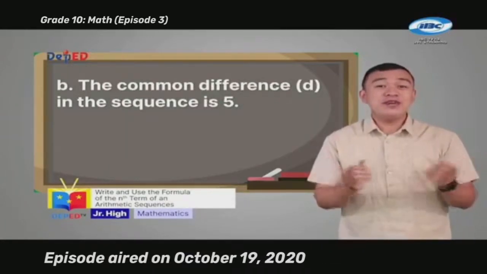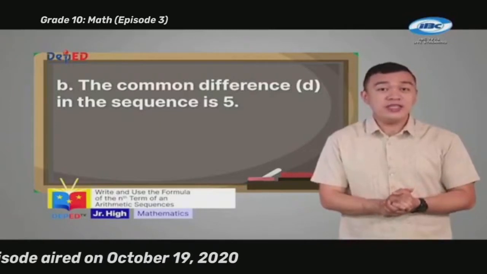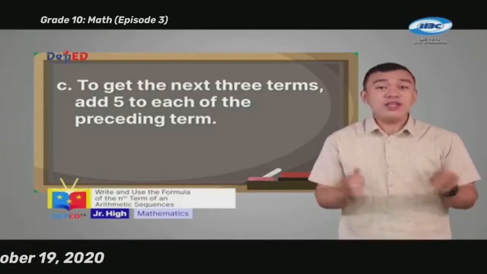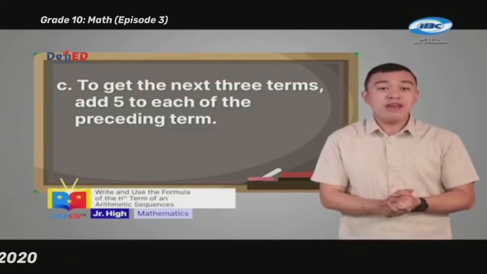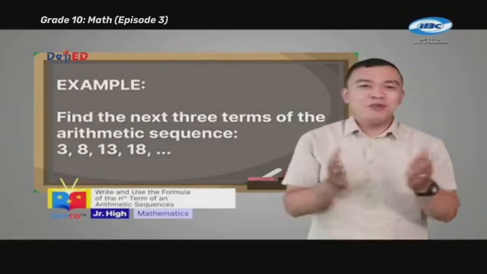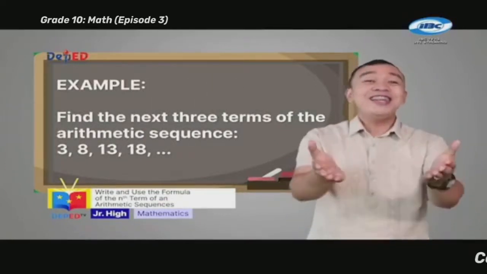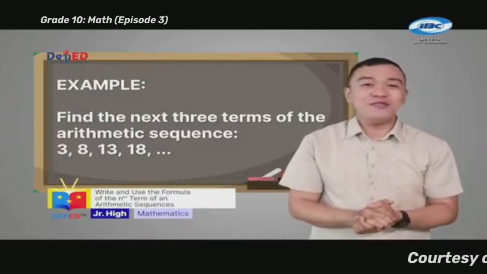The common difference d in the sequence is 5. To get the next three terms, add 5 to each of the preceding terms. What do you think the next three terms are? Give it a try. I'll give you 15 seconds.